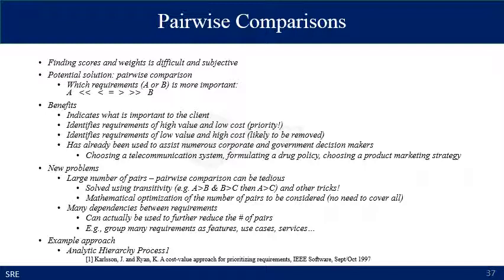Pairwise comparison can be tedious if your problem grows exponentially. However, these problems can be solved by using mathematical properties such as transitivity and others. Mathematical optimizations of the number of pairs can be considered to solve these problems. There are also many dependencies between the requirements, and you can use these dependencies to reduce the number of pairs. For example, you can group many requirements as one feature, or you can use use cases or services. One common approach in this pairwise comparison is called the analytical hierarchy process.